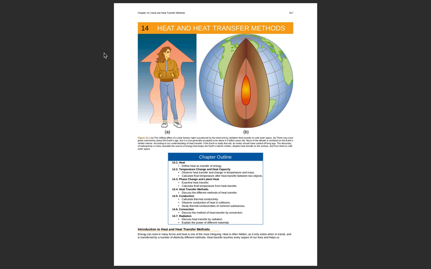Okay, for chapter 14, we will be discussing heat and heat transfer methods. Now that we've gone over temperature and some of the units involving that, we're able to talk more specifically about heat and the different changes and phases between cooling and heating certain objects or liquids. So here we'll go over heat, defining it, the temperature change and heat capacity, phase changes and latent heat, and transfer methods: conduction, convection, and radiation.